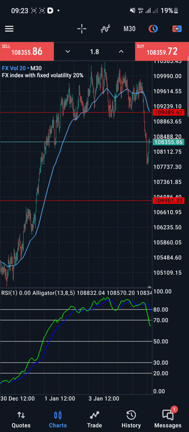Synthetic indices for those of us that love trading synthetic indices. FX volume 20 works almost the same way as the volatility assets on the Deriv platform. So we've been using the Deriv platform and we are still using the Deriv platform. They have been amazing this time around. FX volume 20 is on World Trade. The link will be down there in the description box, and I'll try as much as possible to pin it down in the comment section. And they have amazing assets too, just like the Deriv platform. Both platforms are so amazing.